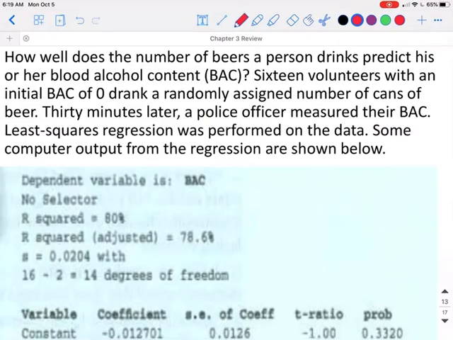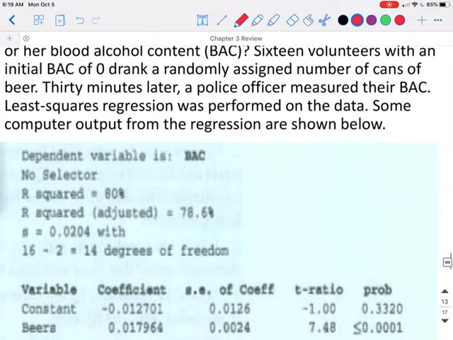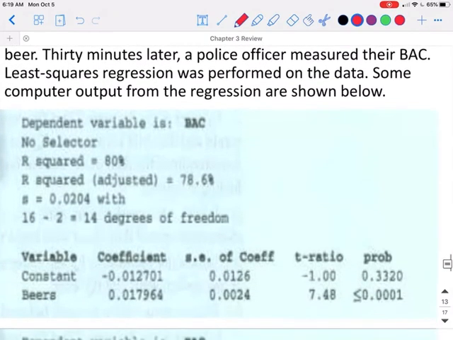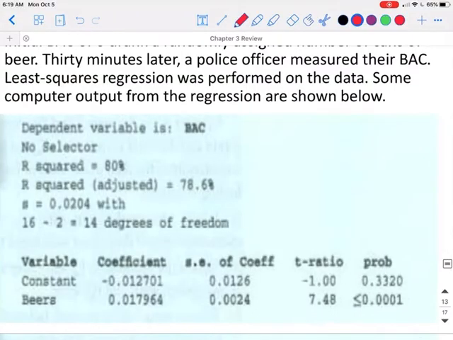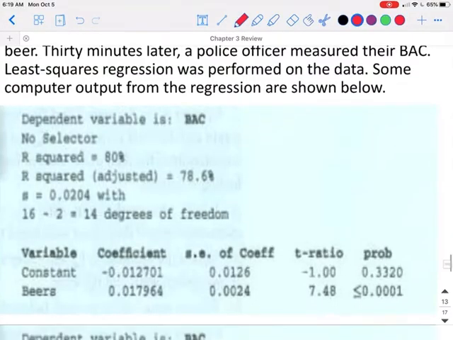How well does the number of beers a person drinks predict his or her blood alcohol content? 16 volunteers with an initial blood alcohol content of 0 drank a randomly assigned number of cans of beer. 30 minutes later, a police officer measured their blood alcohol content. Least squares regression was performed on the data. Some computer output for the regression are shown below.